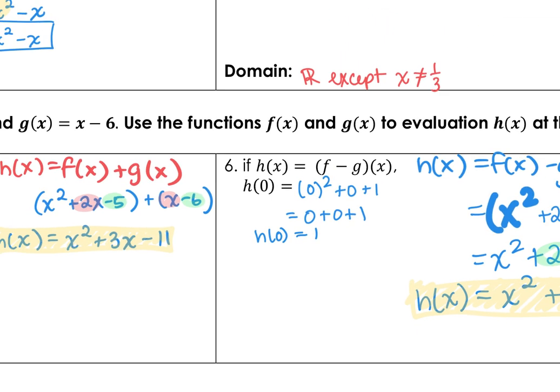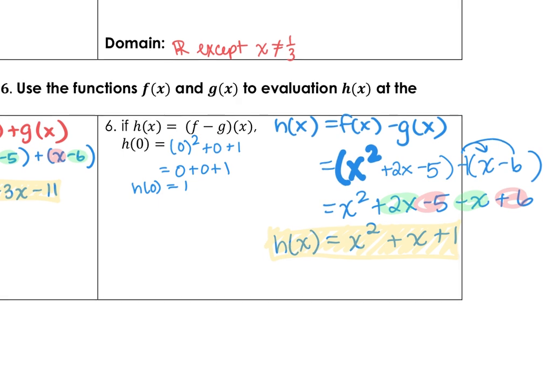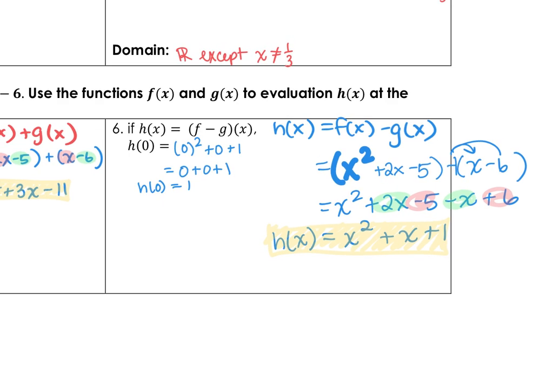Okay, h of 0 is equal to 1. So when you subtract the two functions, this is where I said be careful, make sure you distribute that negative, so that when you combine your like terms, you have the 2x minus x, which is 1x, and then negative 5 plus 6, which is 1. So once you have h of x, then you're just going to plug in 0 for x, and you get 1.